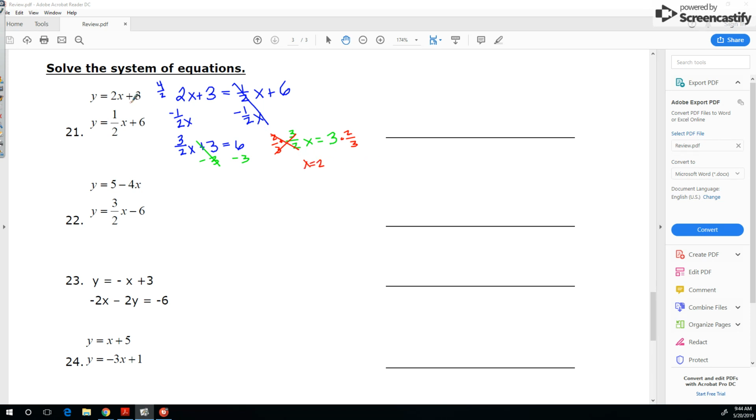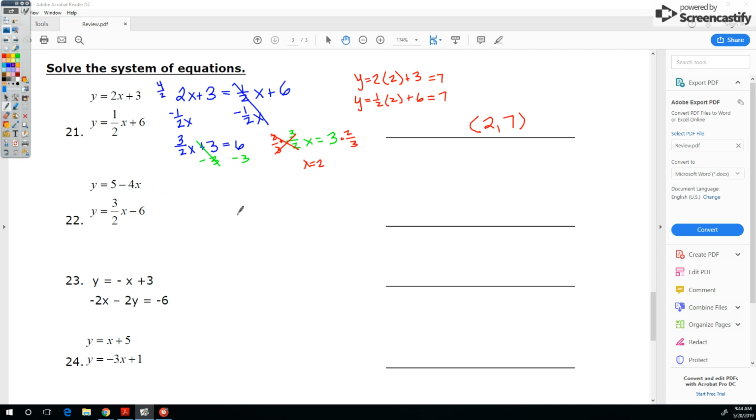When I plug a 2 back into either of these equations, I should get the exact same thing. 2 times 2 plus 3 is 7. And half of 2 plus 6 is also 7. So my ordered pair is 2, 7.